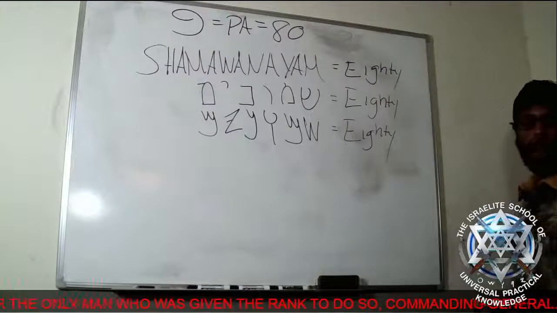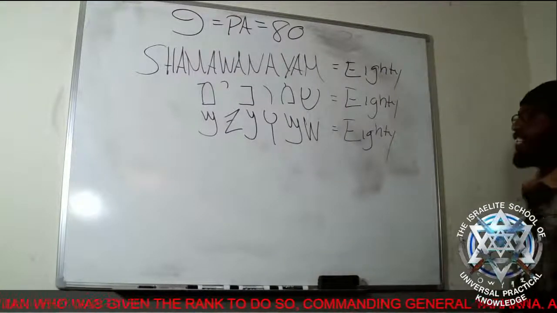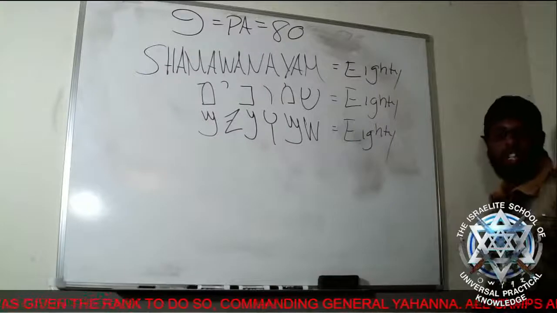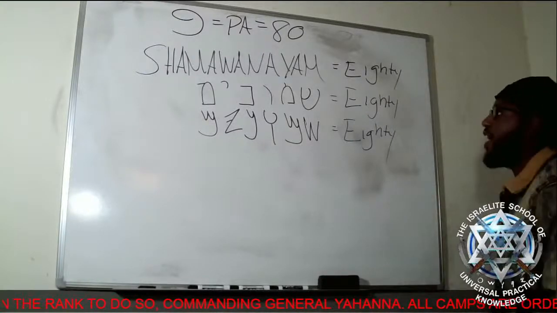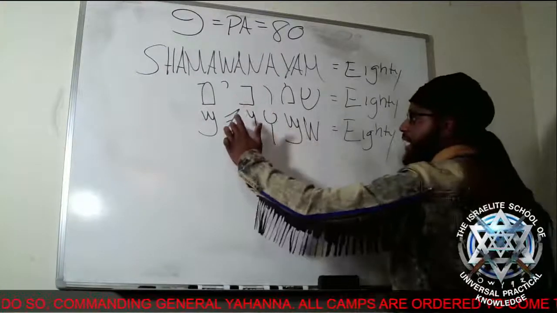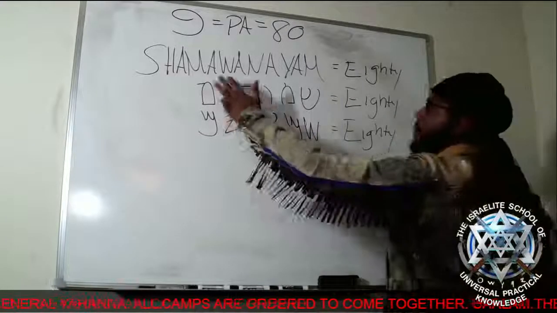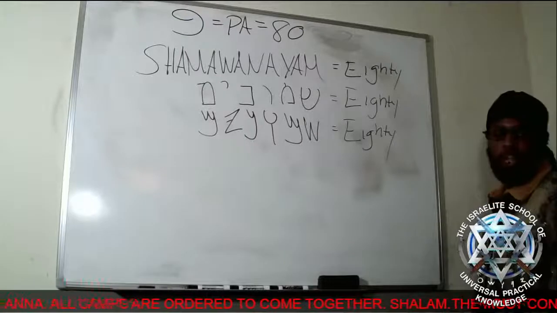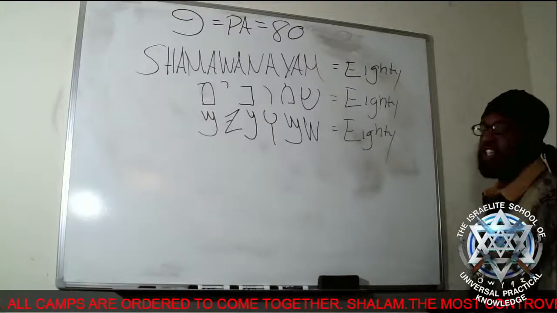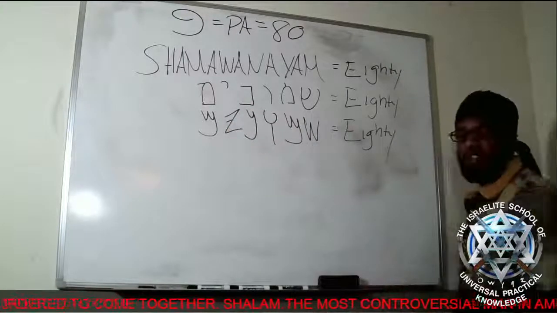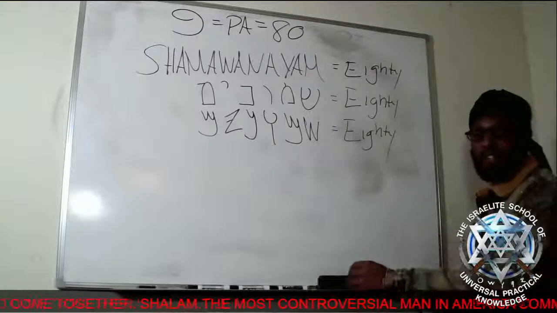Now it's almost like a multiplier, like you're doing your times tables, right? And your yum at the end is like a multiplier. So the number 8 in the Hebrew is just Shamawana. But that yum allows you to know that there's 8.